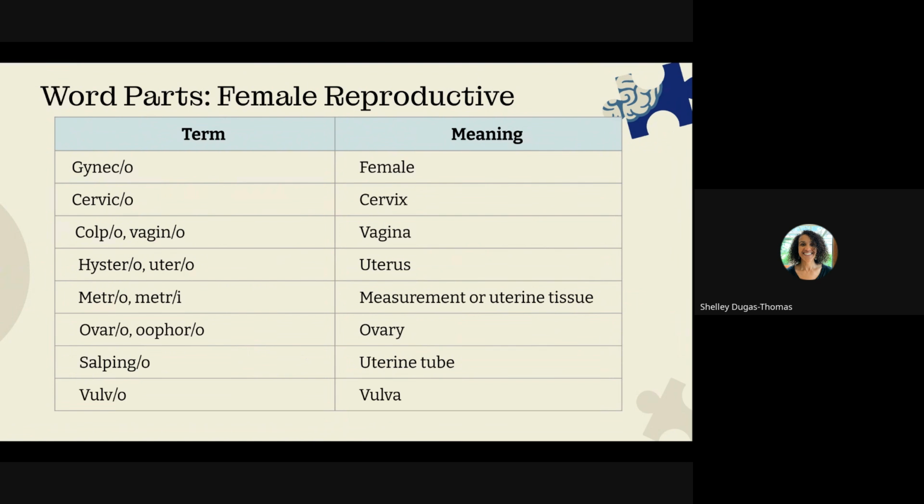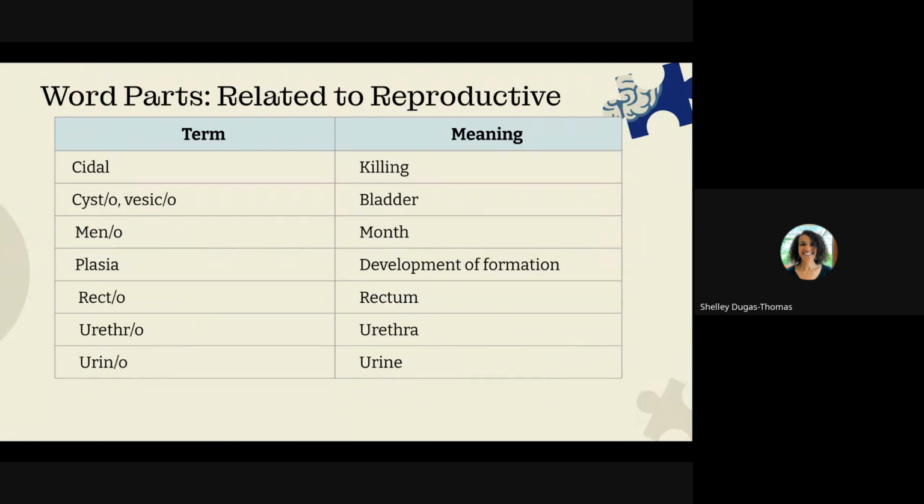The uterus has three forms. Hystero, often used for surgery like hysterectomy. Utero, which is structural, and metrio, referring to the tissue layers. Ovary has ovario or oophoro, pronounced oofero. The uterine tube or the fallopian tube is salpingo. So you can think of the tube shape.